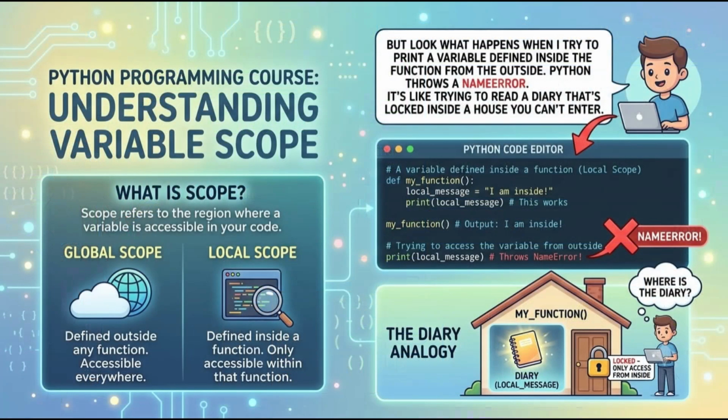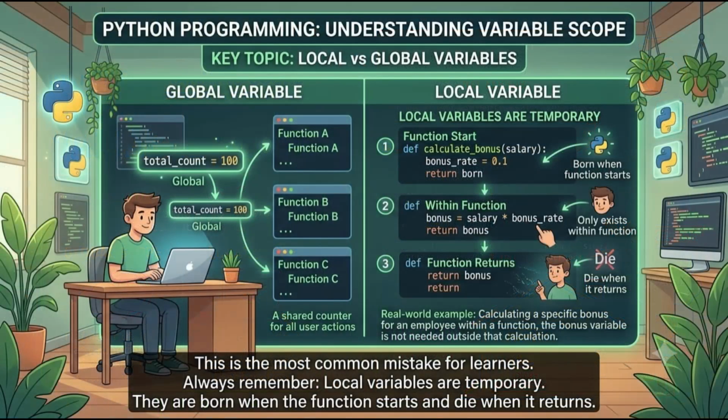But look what happens when I try to print a variable defined inside the function from the outside. Python throws a name error. It's like trying to read a diary that's locked inside a house you can't enter. This is the most common mistake for learners. Always remember, local variables are temporary. They are born when the function starts and die when it returns.